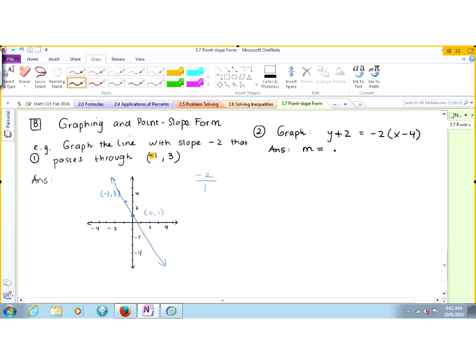Can you tell me the slope? Negative 2, that's right. Can you tell me the point? Be careful. You've got to be careful, I said. What is it? 4 comma negative 2. Yes. Why is it 4 comma negative 2? Because it's x minus x1, y minus y1, right? So it's not negative 4 comma 2, but the point is 4 comma negative 2. Now after this you know how to graph, don't you? Do I need to graph it? No, so skip.